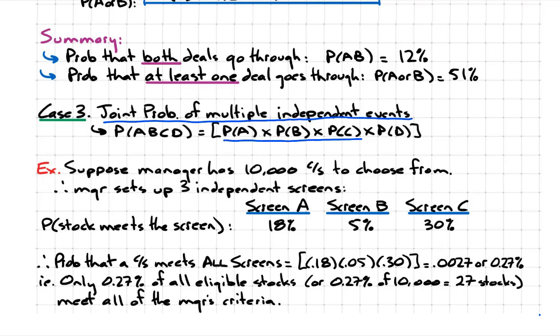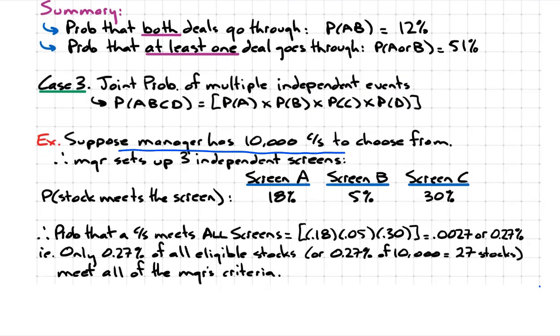Well, you know what? It's very similar to just having 2 independent events. It's the same framework. We just multiply the probability of all those events together because they are all independent. So let's look at an example. Suppose a manager has 10,000 stocks to choose from. Therefore, the manager sets up 3 independent screens, and that's how investment managers do it, ladies and gentlemen. So how do we create a short list out of 10,000 stocks? We create some screens, like what are you looking for, right? Like high PE stocks, low PE stocks, or sales growth, or whatever. So here are the 3 screens.